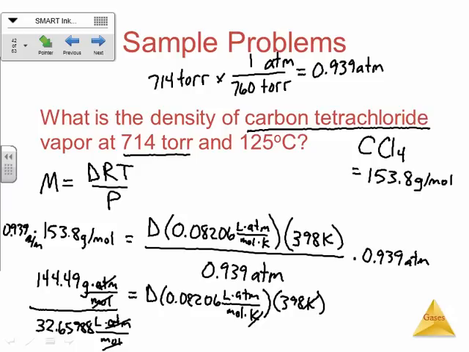So when we figure this out, we're going to get about 4.42 grams per liter for our density. Okay, and anytime that you're using the ideal gas equation or a derivation of the ideal gas equation to solve this type of problem, you're going to end up with grams per liter as your density.